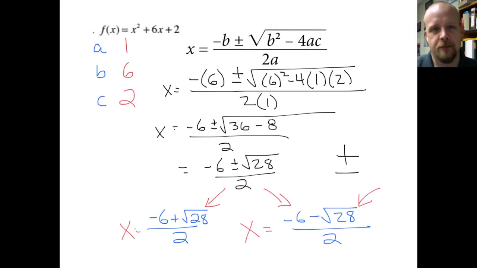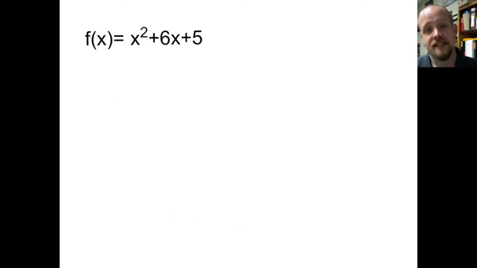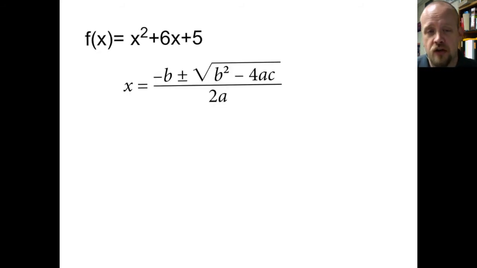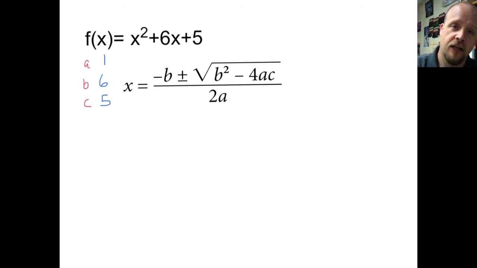Let's do another example that works out a little more cleanly. Here's our new example, x squared plus 6x plus 5. Once again, let's start by identifying a, b, and c with our quadratic formula. So we've got negative b plus or minus the square root of b squared minus 4ac over 2a. A, b, and c identify our 1, 6, and 5. So take our values, plug them into our formula.